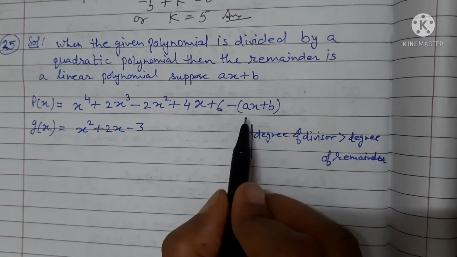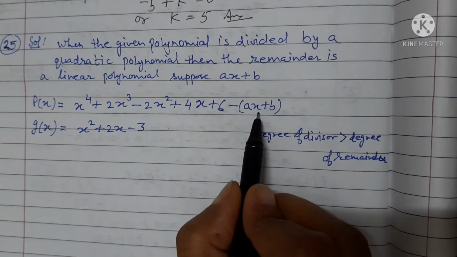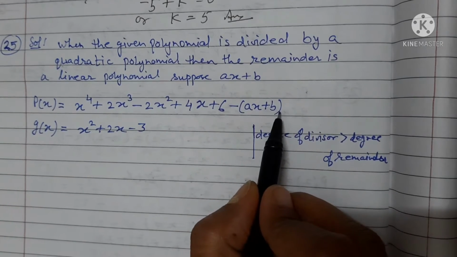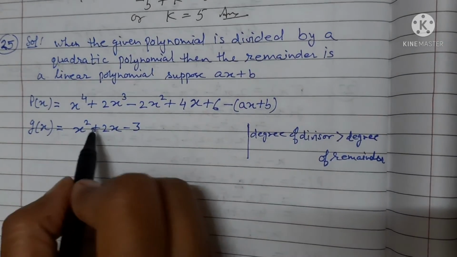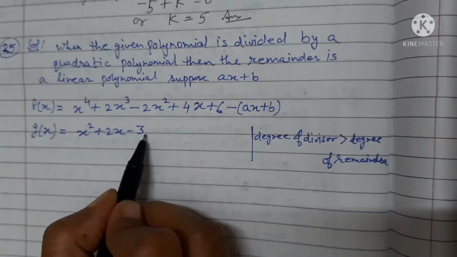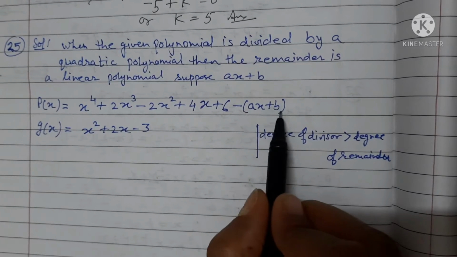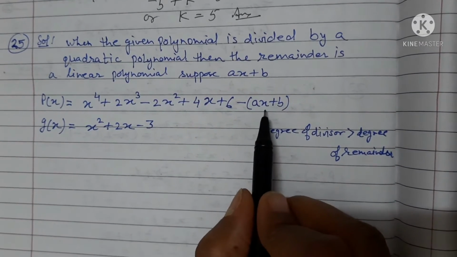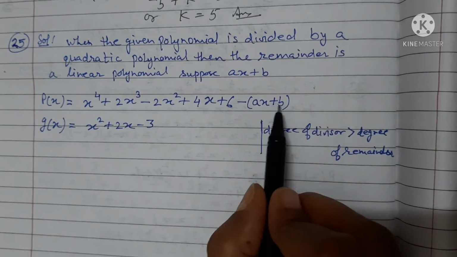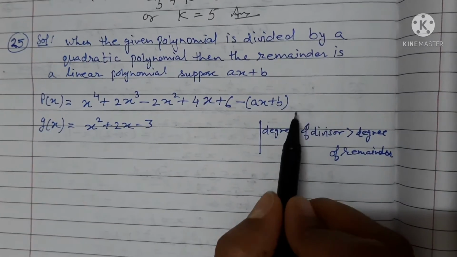Therefore, we have to suppose the remainder in the form of ax plus b. If it is a cubic polynomial, then you will suppose the subtracting remainder in the form of ax square plus bx plus c. Okay.